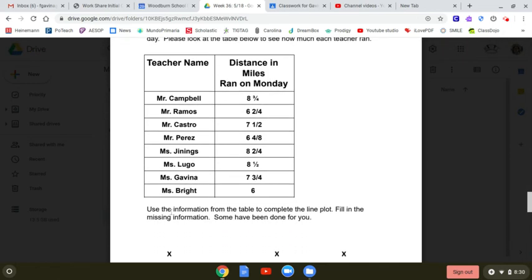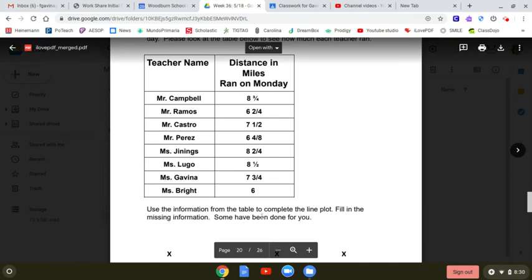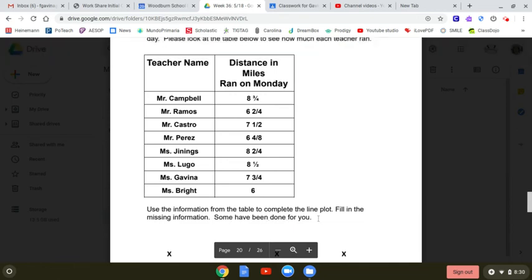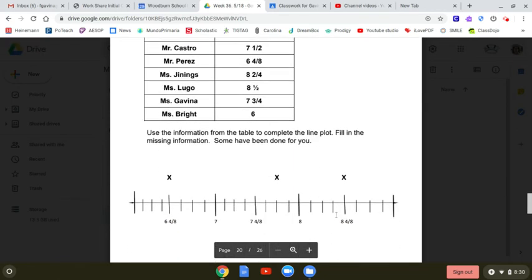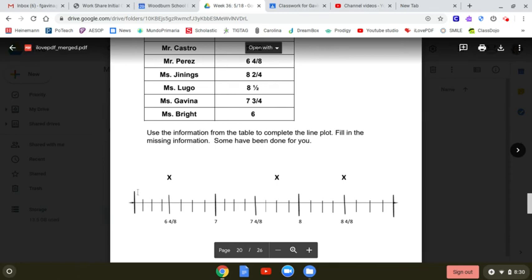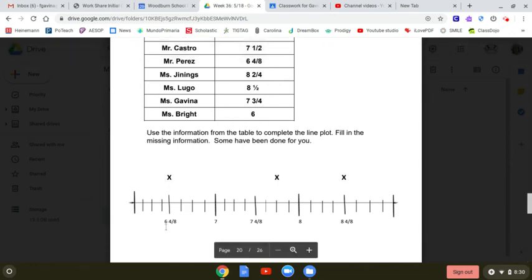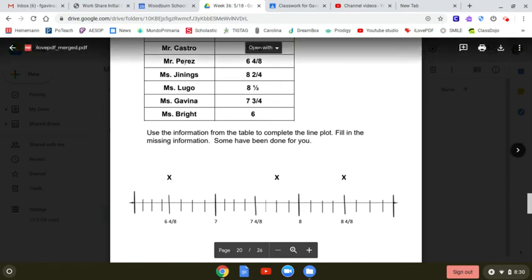Use the information from the table to complete the line plot. Fill in the missing information. Some have been done for you. And remember, when we do line plots, we always check off what we already have. So you have to find where 6 4/8 is. Whoever did 6 4/8, it looks like Mr. Perez did. You would check him off, then find the answer for this one and this one, check those off, and then you can go ahead and plot yours.